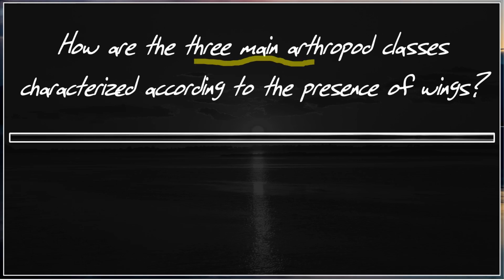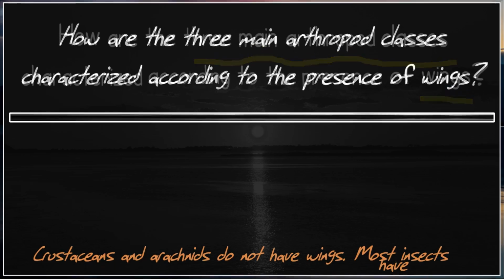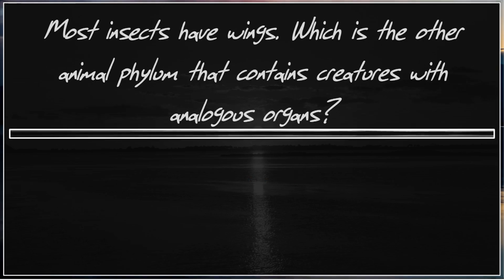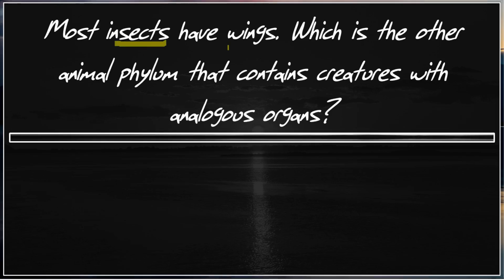How are the three main arthropod classes characterized according to the presence of wings? Crustaceans and arachnids do not have wings. Most insects have wings. Which other animal phylum contains creatures with analogous organs?